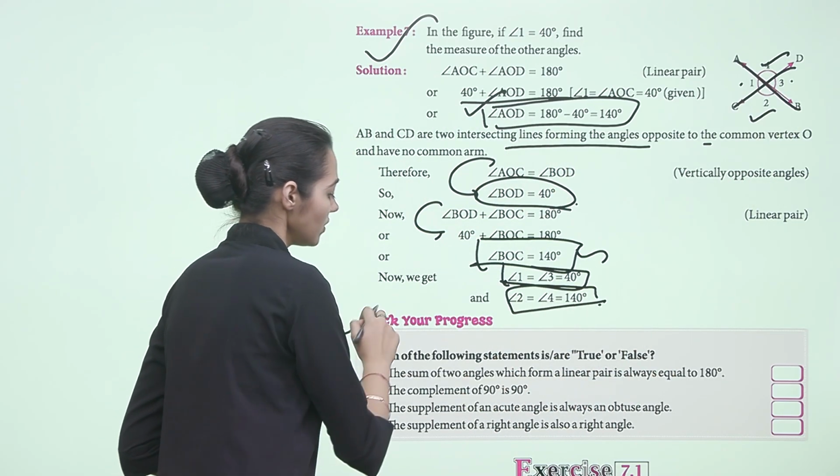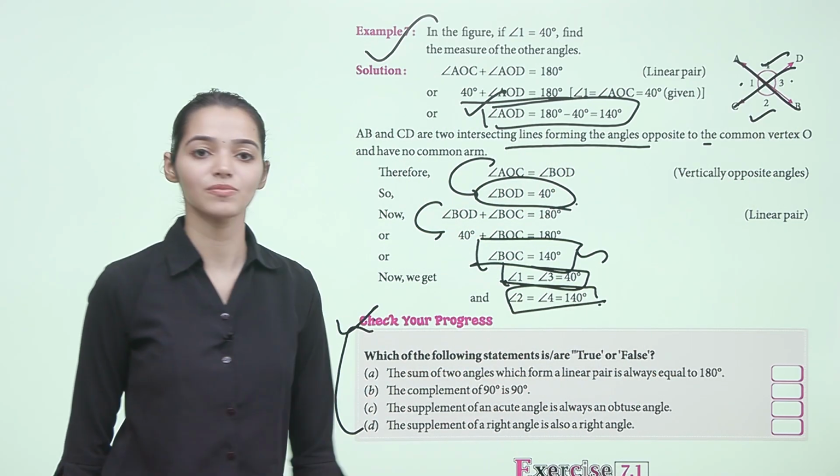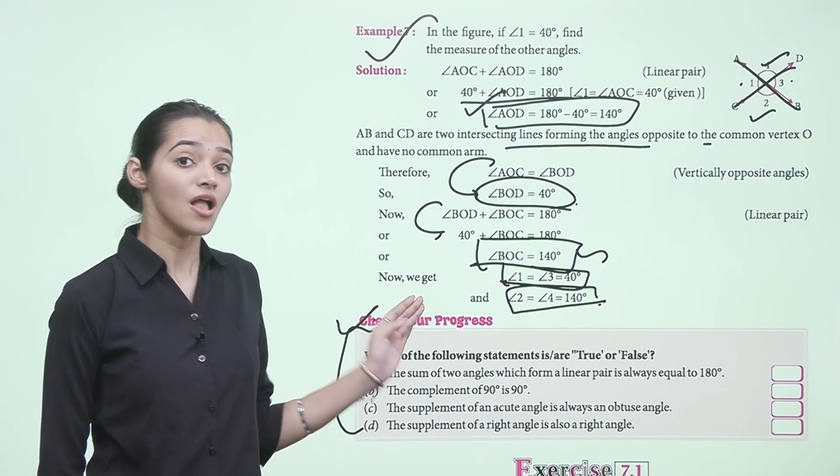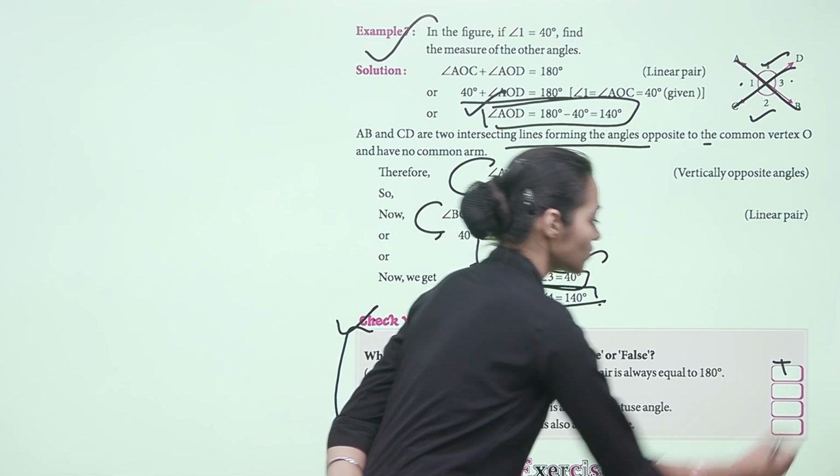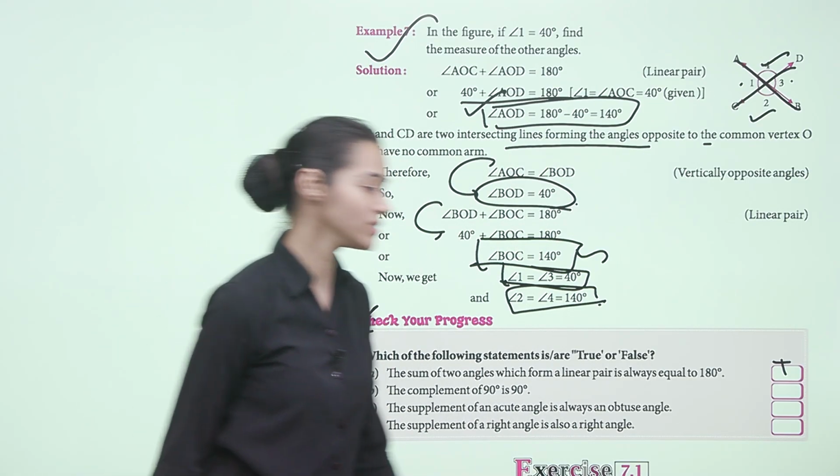Angle 1 is equal to angle 3, and angle 2 is equal to angle 4, which is 140 degrees. Now here you have to check your progress: which of the following statements are true or false. The sum of two angles which form a linear pair is always equal to 180 degrees. Yes, it's a true statement. That's how you can solve the remaining ones.